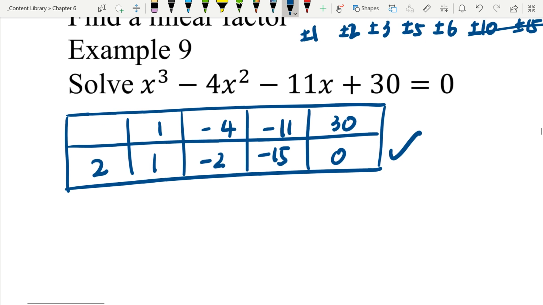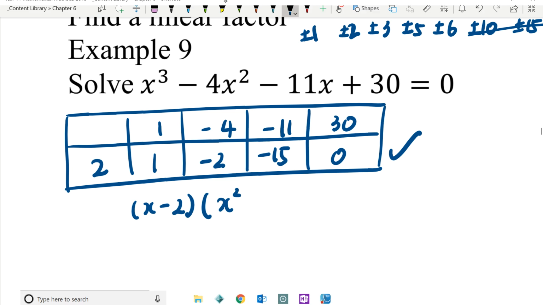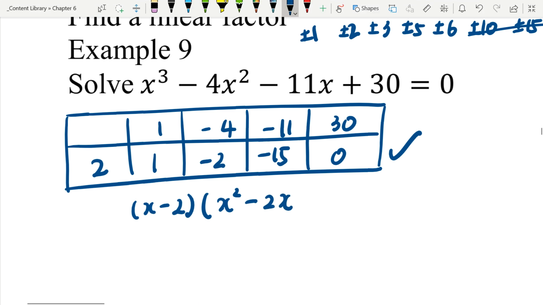Great. Good. Okay, so after you get this box, what can you factorize it to say? (x minus 2)(x squared minus 15)... Equals 0. Yeah, so the 1, minus 2 and minus 15 are the coefficients of the quadratic term. And then the constant you try is 2, so x minus 2 must be a factor.